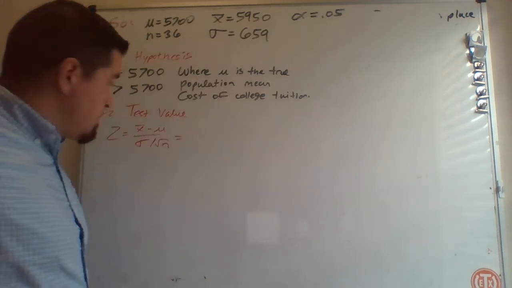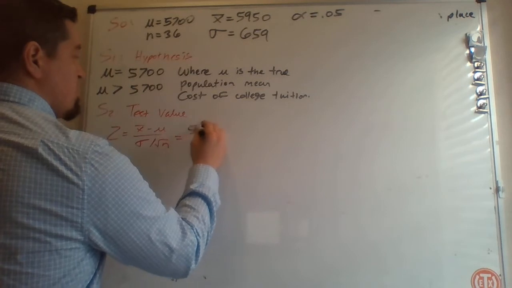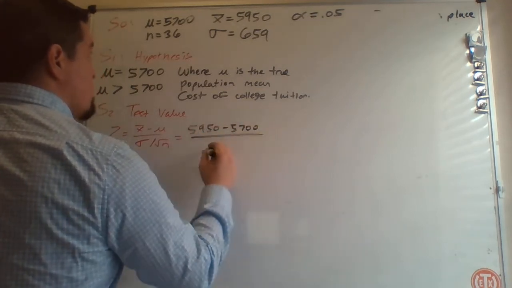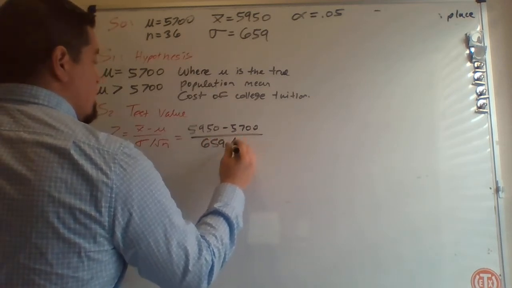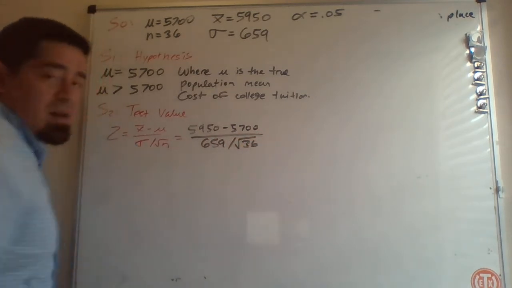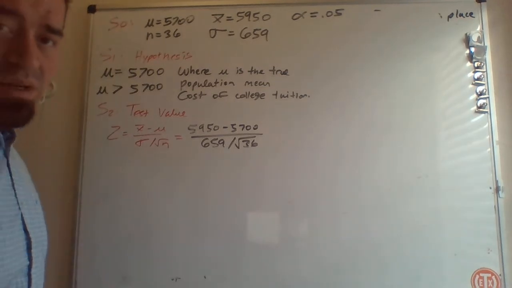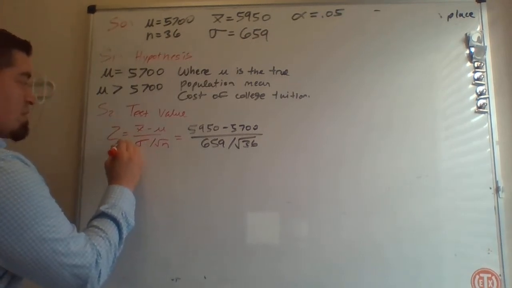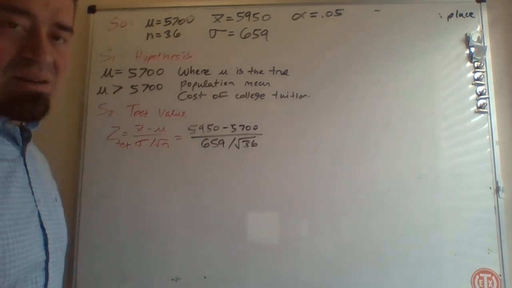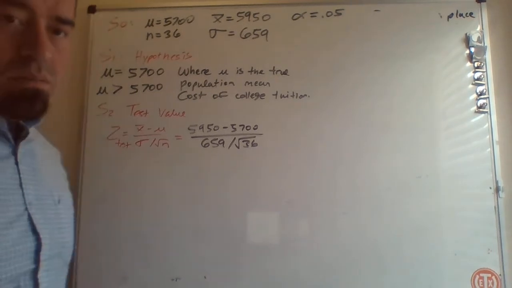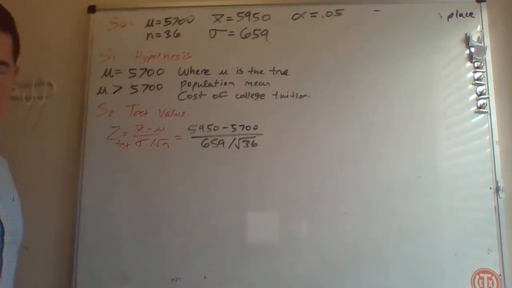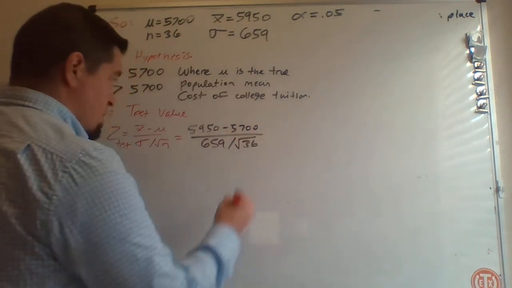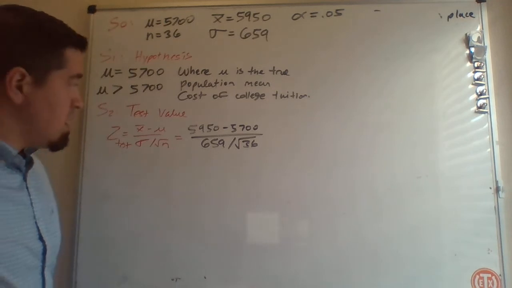Okay, so here x bar is 5,950 minus mu is 5,700 over standard deviation is 659 divided by the square root of 36. Calculate that and we'll end up getting our z test. Don't forget to write that, z test. Okay, so you put it into a calculator. I end up with 2.28 as my score.